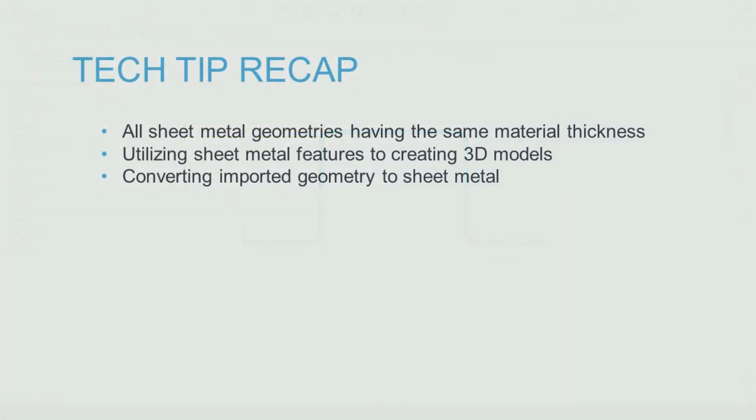To recap, all sheet metal geometries must have the same material thickness. Utilize your sheet metal features when you're creating your 3D models, and converting imported geometry to sheet metal will allow you to get instant pricing and a faster lead time.